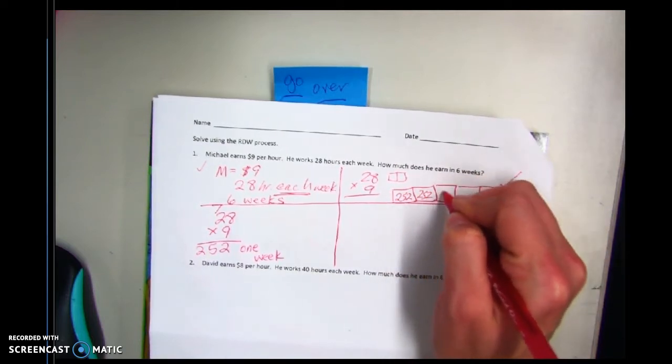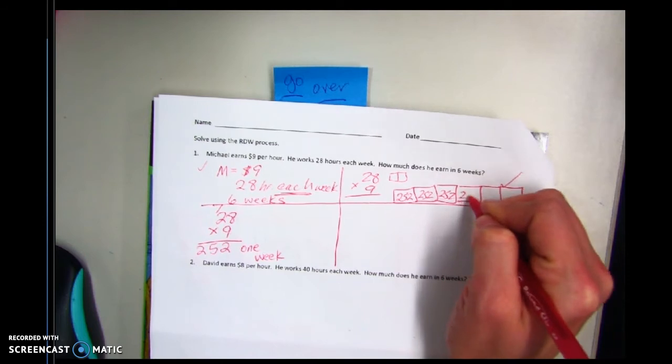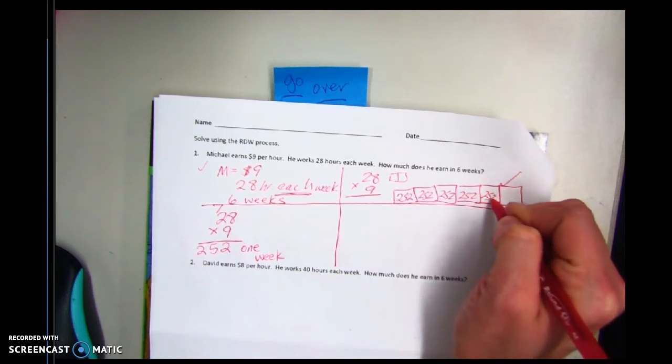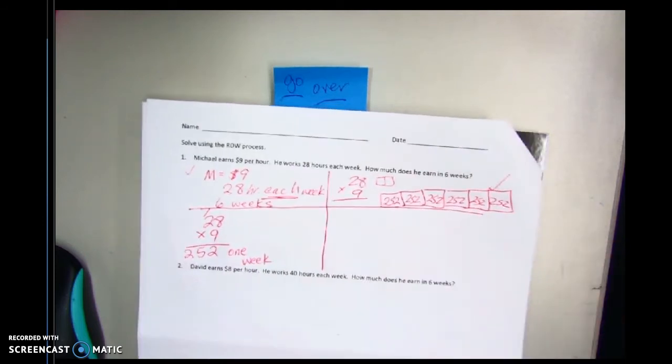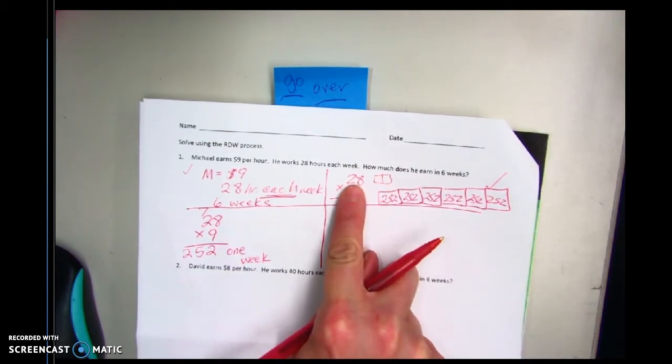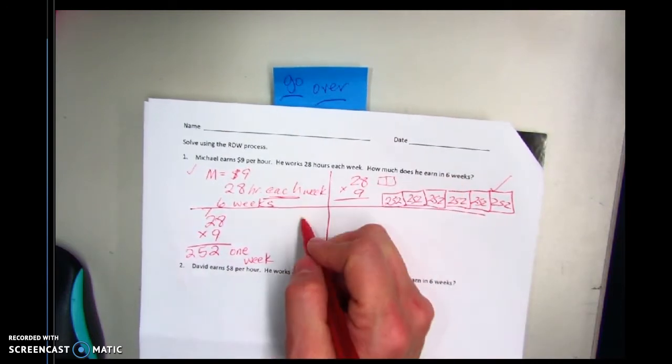So I actually think this is where the drawing comes in handy, because this is 252. How many times? 6. But again, if you tried to draw the 28 or you gave me some information, you still get that box there.